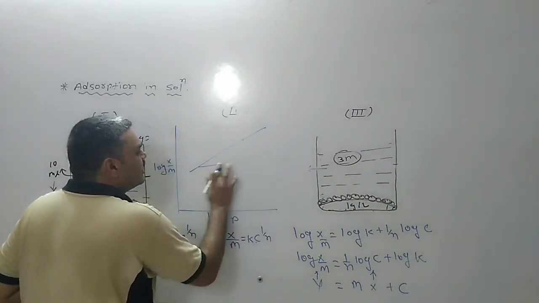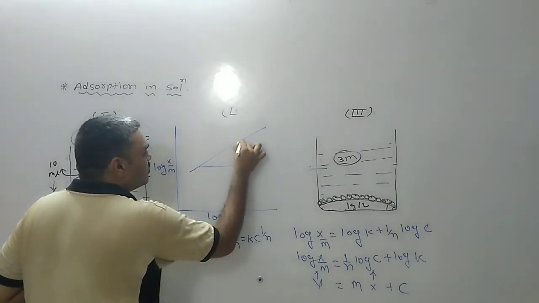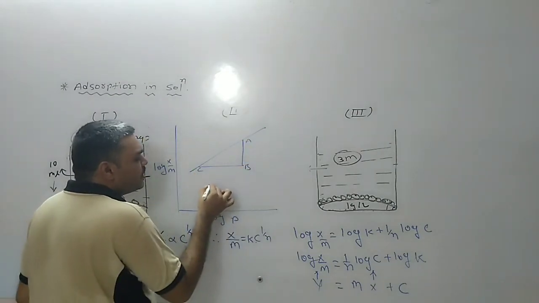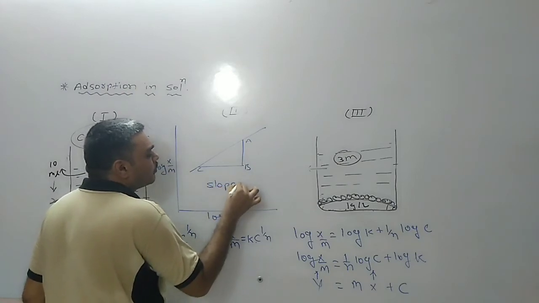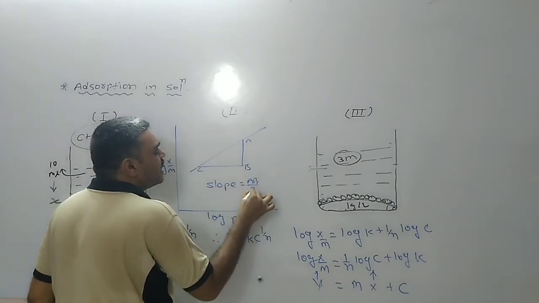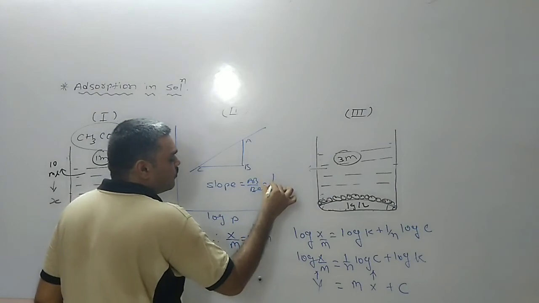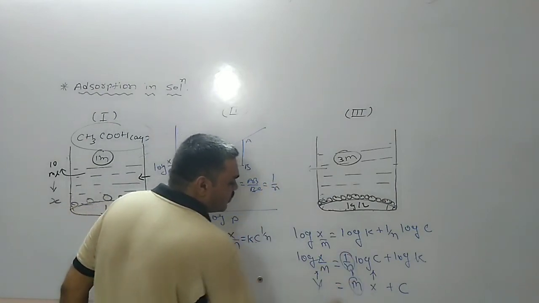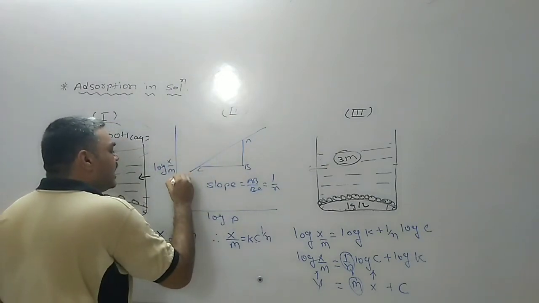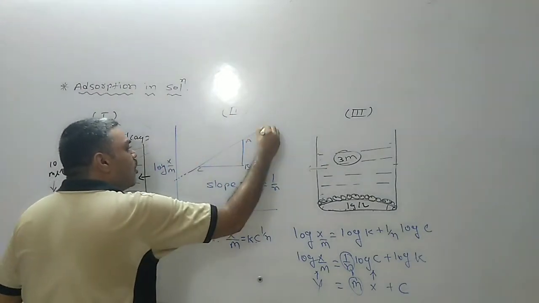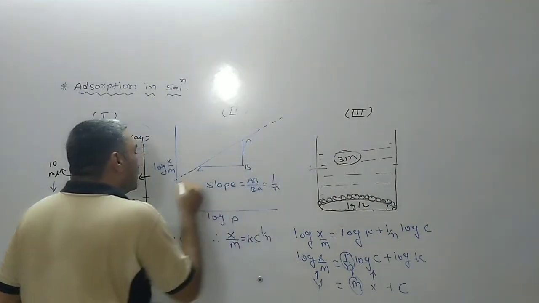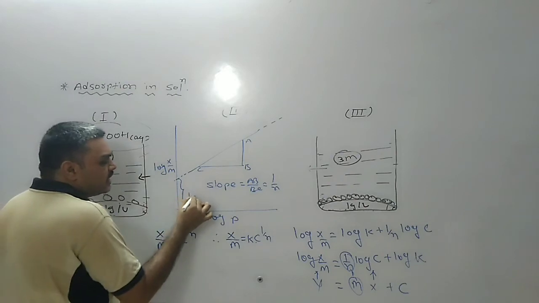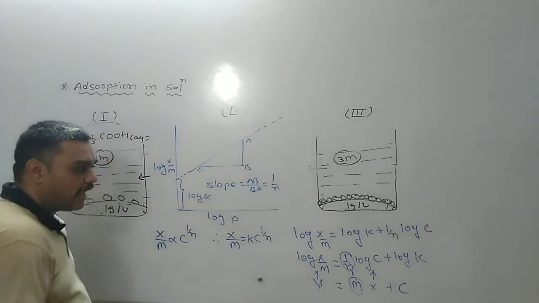You will get a slope from this straight line, say a b c, then slope is equal to ab by bc, and that is 1 upon n according to the tangent straight line equation. You will compare that, and you can extend this straight line up to the y-axis, and the intercept obtained on the y-axis gives the value of log k.